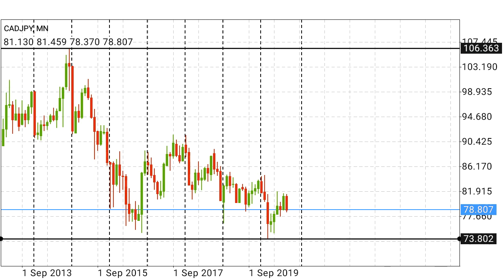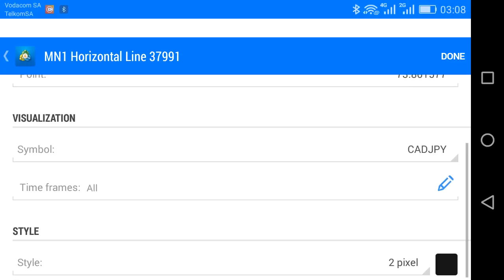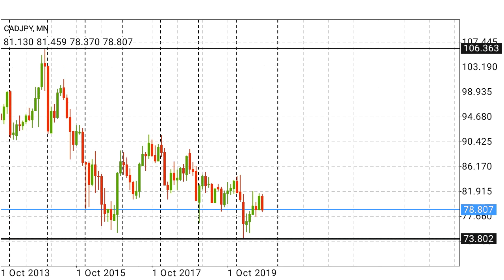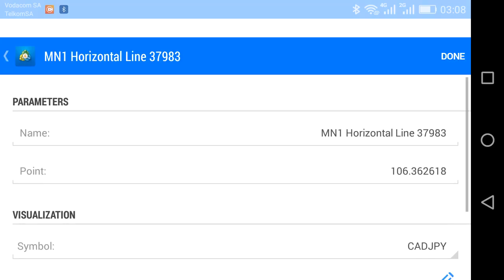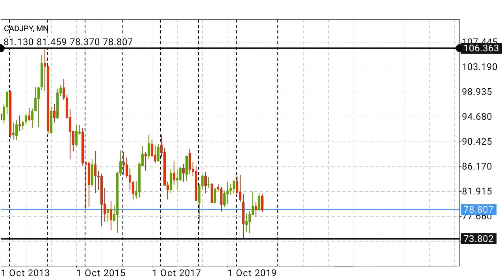Let me make it a little bit bold, since it is on a higher time frame. I used to change colors when I'm on a higher time frame, but it will look a little bit dirty. So let me just make it bold.